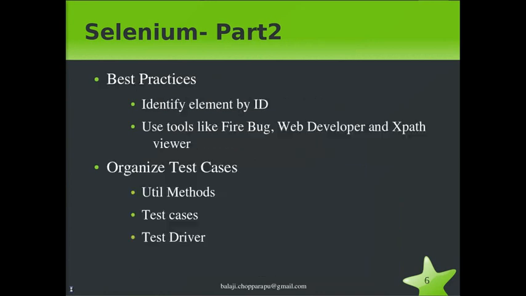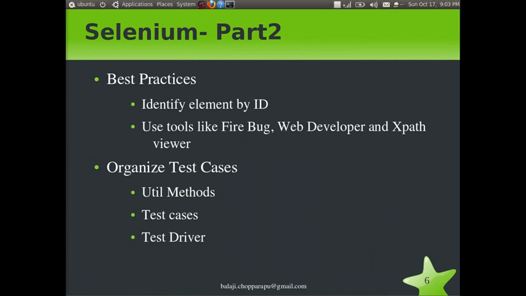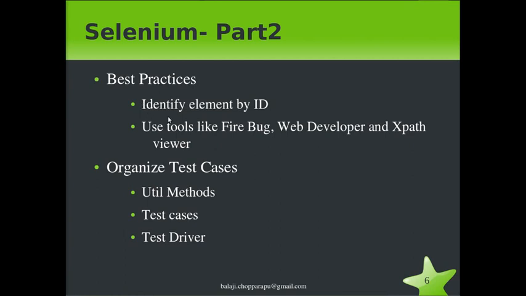What are the best practices while you are automating Selenium test cases? In most cases you need to identify the elements by their ID. So have static IDs for each and every element and identify the elements by their IDs. This is one of the best ways. If you have dynamic IDs, you can go with an XPath identifier. Use tools like Firebug, Web Developer and XPath Viewer, which will help you to identify the elements in the HTML.